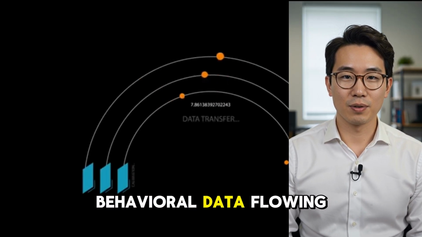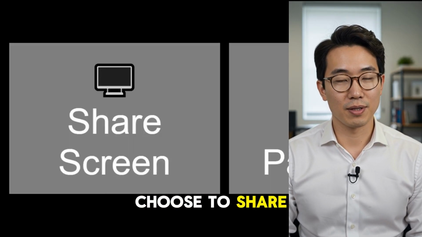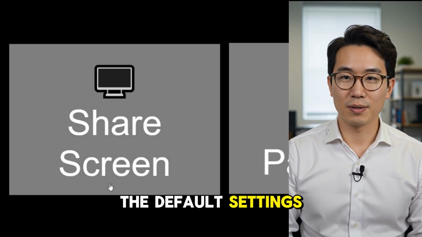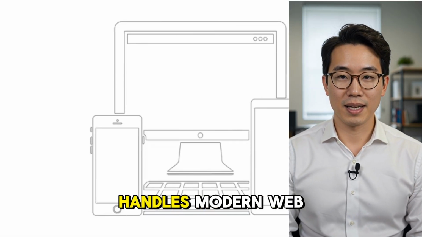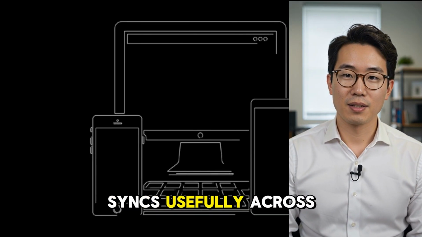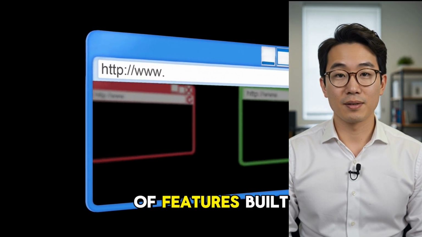And the amount of behavioral data flowing from your phone to Google servers narrows to what you deliberately choose to share rather than everything the default settings were designed to capture. Chrome is a good browser. It renders pages correctly, handles modern web standards well, syncs usefully across devices when that is what you want, and has a large ecosystem of features built around it.